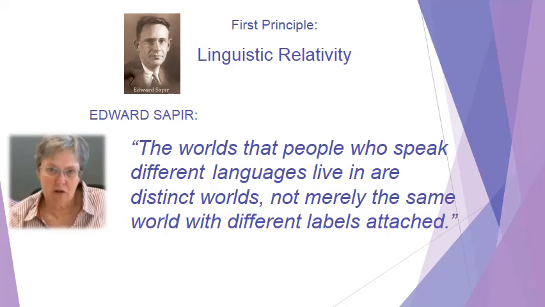Now, here's a statement then from Sapir on what has come to be known as the principle, and I won't say theory, the principle of linguistic relativity, which is associated with Sapir and with his student, Benjamin Whorf, who we'll look at next. Sapir says, and I know this one by heart, the worlds that people speaking different languages live in are distinct worlds, not merely the same world with different labels attached. Well, this is a breakthrough.